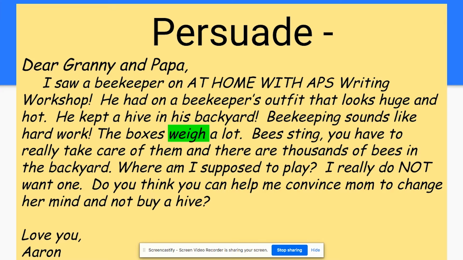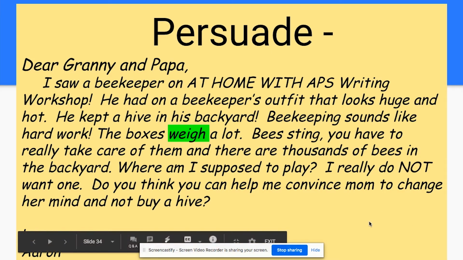backyard. Where am I supposed to play? I really do not want one. Do you think you can help me convince Mom to change her mind and not buy a hive? So we didn't say anything about the puppy in this one. We changed it to the yard and play. We made it more purposeful in the end.